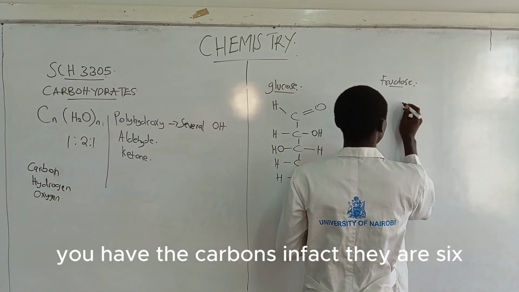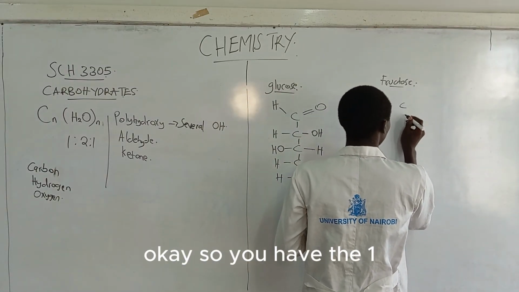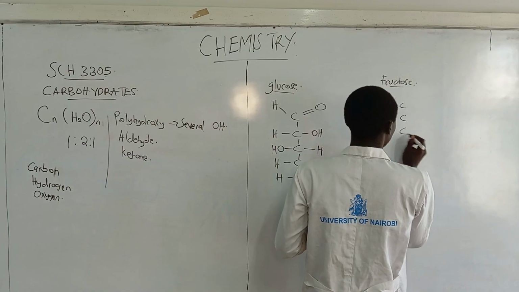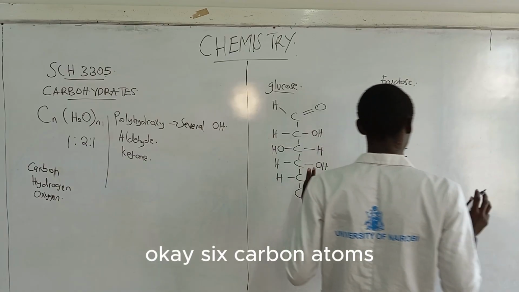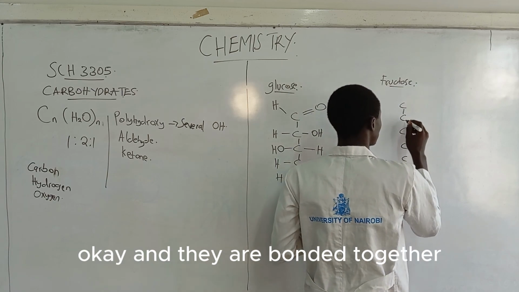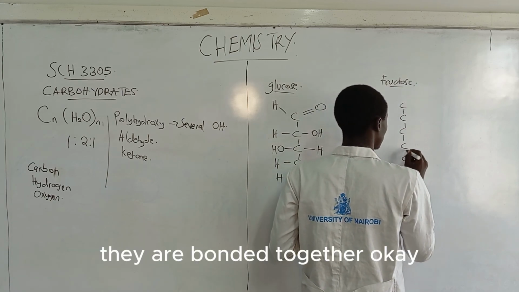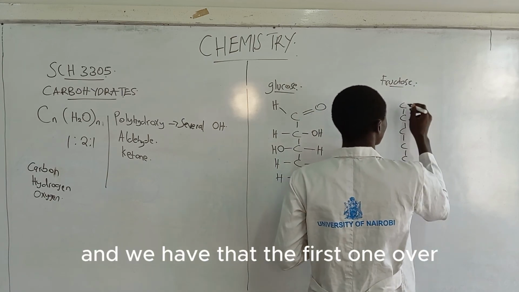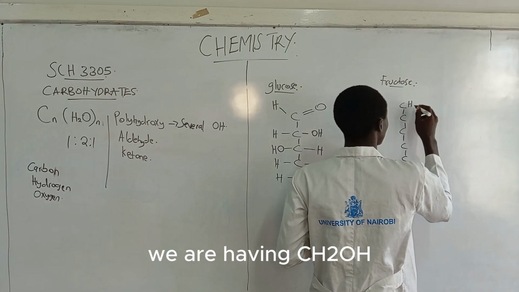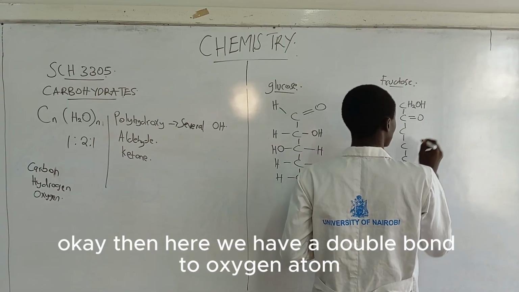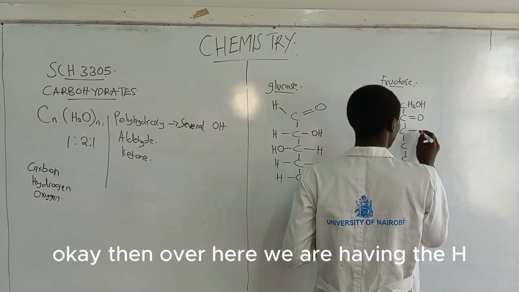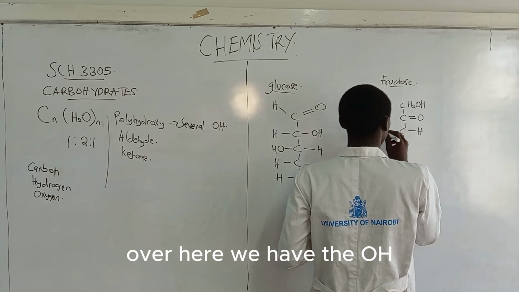You have the carbons, first they are 6. Okay. So you have the 1, 2, 3, 4, 5, 6. Okay, 6 carbon atoms, and they are bonded together. The first one we are having CH2OH. Okay, then we have a double bond to an oxygen atom. Okay, and over here we are having the H. Over here we have the OH.